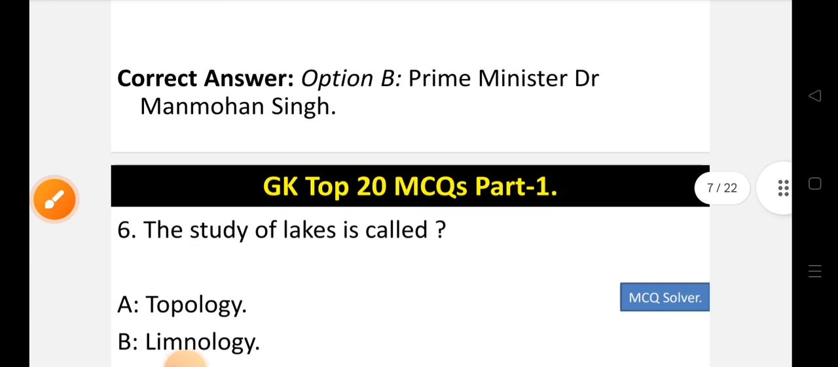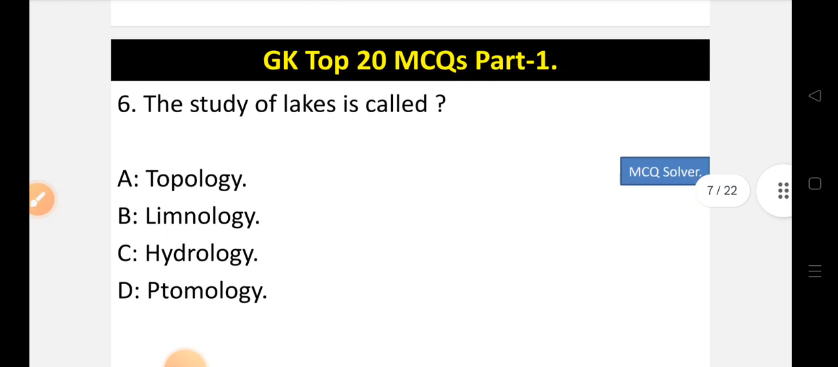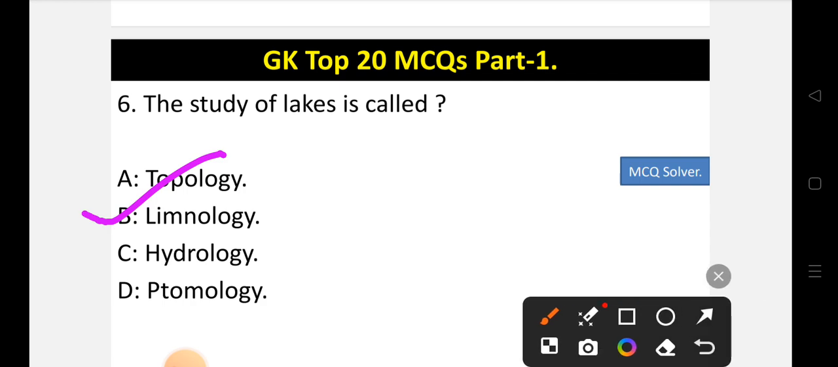Now let's move to question number 6. The study of lakes is called. The correct option is option number B, that is limnology. So it is known as limnology. So B is the correct option.